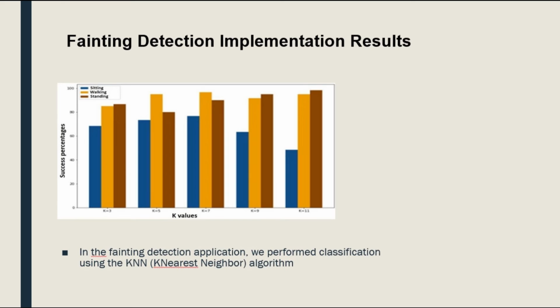Classification processes and classified scenarios of the user's sitting state, the user's standing state, the user's walking state and the user's fainting state, which are the 4 classes we have determined, were performed with the application and our testing processes were carried out.